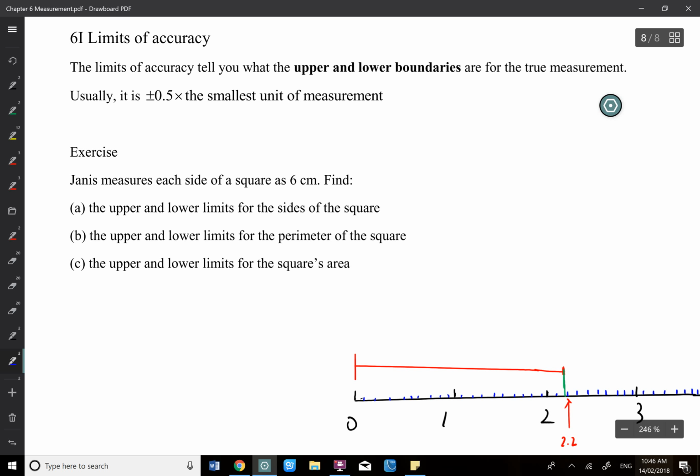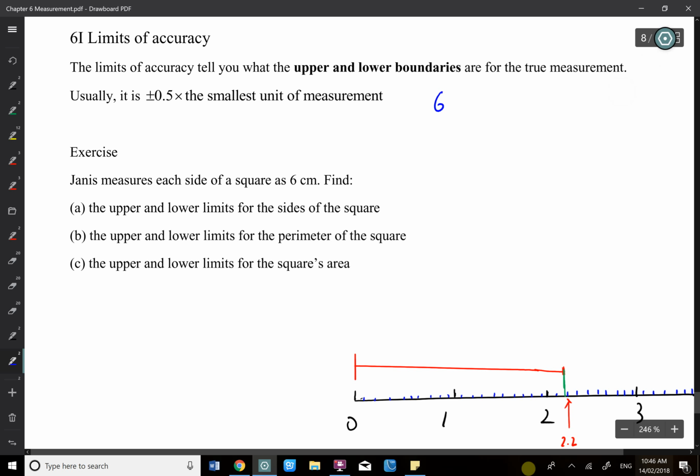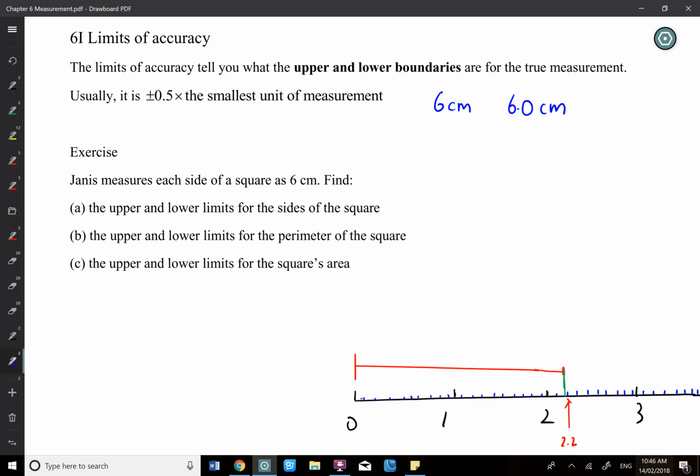Another thing is 6 centimeters and 6.0 centimeters. Do you think they're the same thing? Yes? But why is there a 0.0? It must be 0.0 something. This is the difference between those. They are something 6 centimeters long, but the smallest unit you can measure is different. The accuracy is different between those two answers.